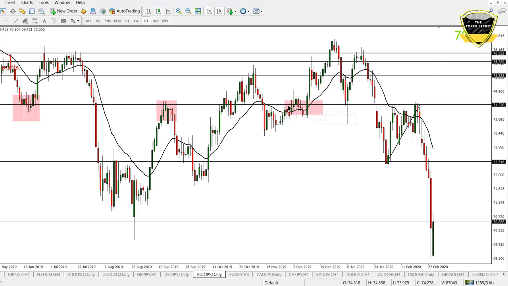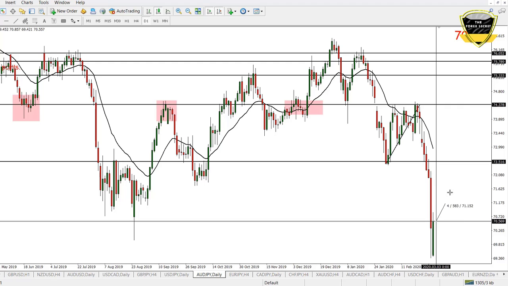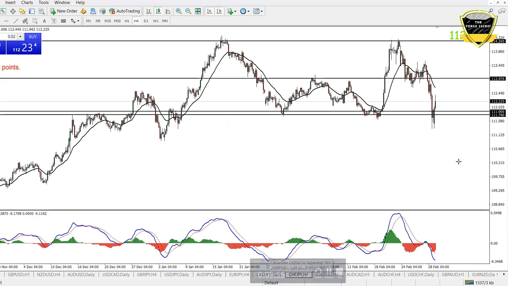Next pair is the AUD/USD. This is pretty much the same as the USD/JPY. The price has selling pressure and massive exhaustion here, so we are currently expecting the price to show some corrective momentum to 72.50 this week.